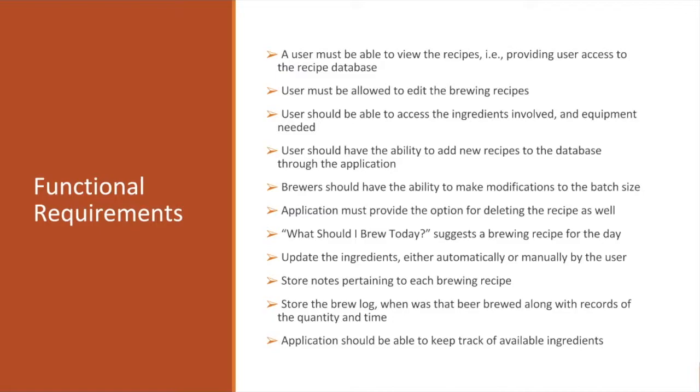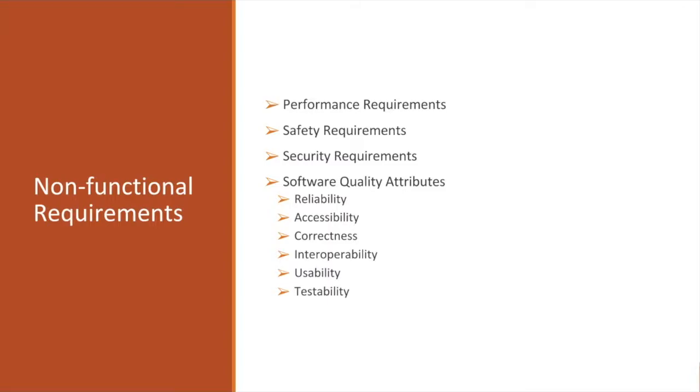When the home brewer logs in, "What should I brew today?" is an option that pops up and suggests a brewing recipe for the day. He must also be able to store the notes pertaining to each brewing recipe. Store brew logs, which helps the brewer to check previous logs and access them for future use. The application must be able to keep track of available ingredients. Moving on to non-functional requirements, it includes performance, safety, security, and software quality attributes, which further include reliability, accessibility, correctness, interoperability, usability, and testability.